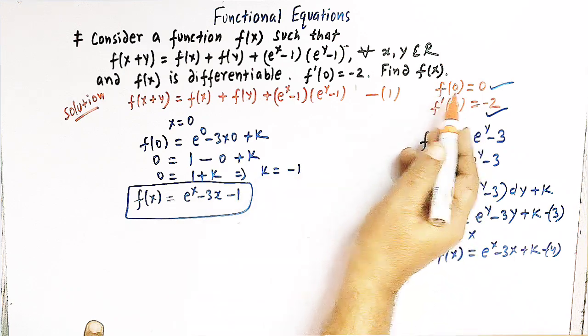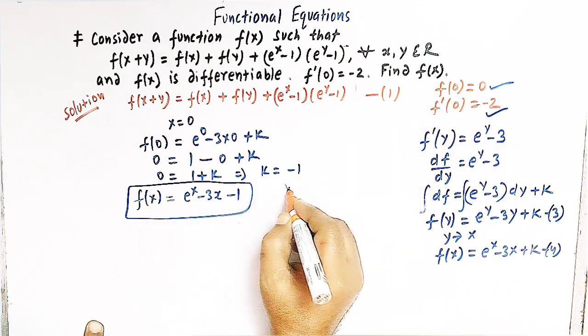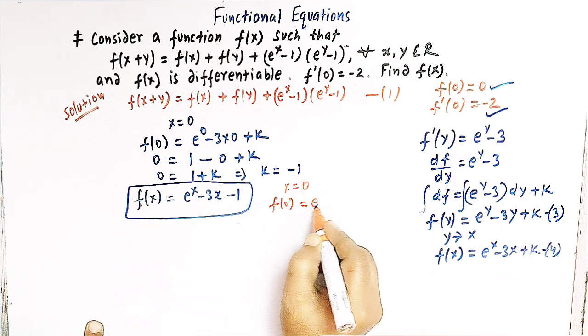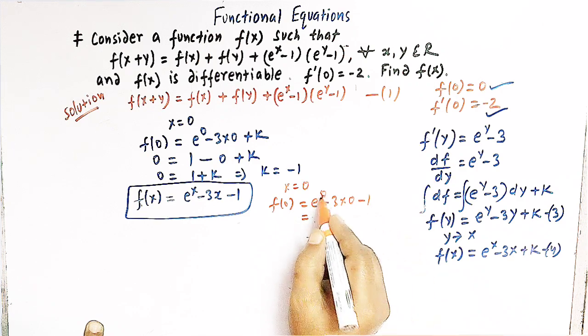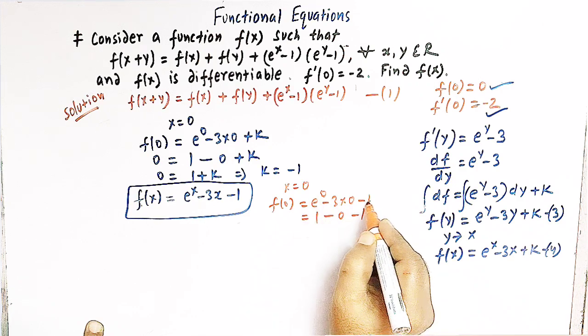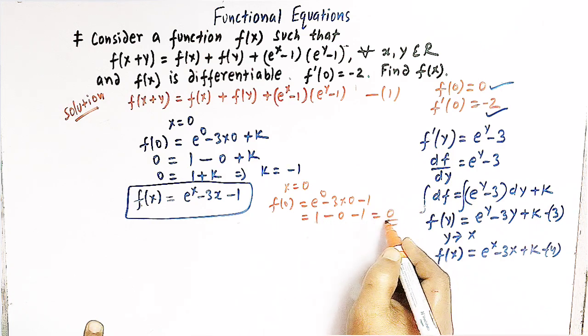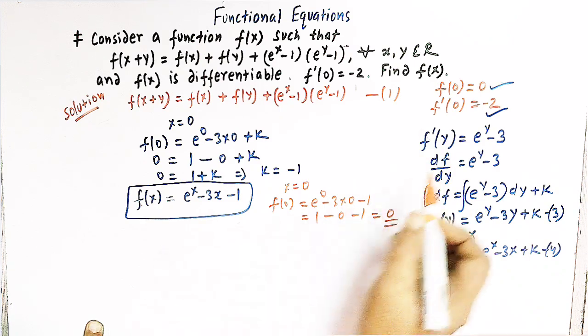Now see here, f of 0 is equal to 0. So we can easily see that when x is equal to 0, we have f of 0, that is e raised to 0 minus 3 times 0 minus 1. E raised to 0 is 1, and here we have 0, and here we have minus 1. So 1 and 1 get cancelled. So we have 0. So f of 0 is equal to 0, right?